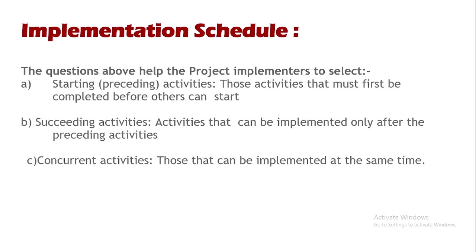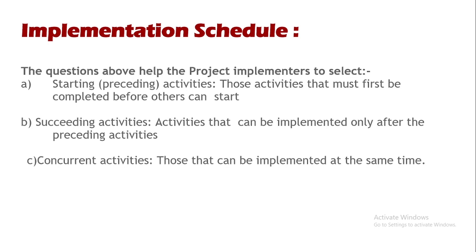So the questions above help the project implementers to select the starting activities or the preceding activities. These are activities that must first be completed before others can start. You as a project implementer should be able to identify those activities when you're coming up with your implementation schedule. Then the succeeding activities, those activities that can be implemented only after the preceding activities. Then the concurrent activities, those that can be implemented at the same time.